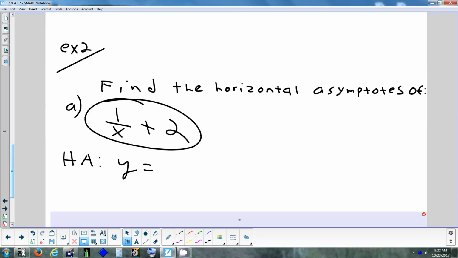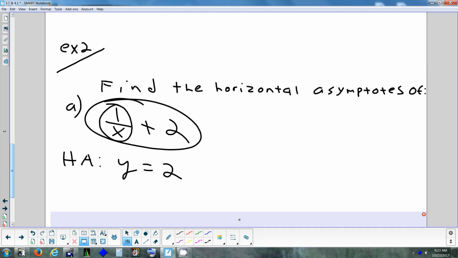Okay, so what happens to this fraction? As x gets bigger and bigger and bigger, what happens to the fraction 1 over x? It gets smaller and smaller, and it's approaching what number? 0. So as x gets bigger and bigger, that fraction gets smaller and smaller, basically approaching 0. So pretend you had 1 divided by a billion. So you've got 1 billionth plus 2. So what number is that very close to? 2. This graph is getting very, very, very close to 2. And that's your horizontal asymptote.